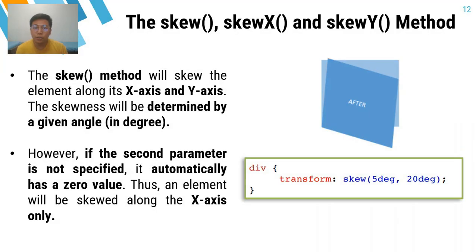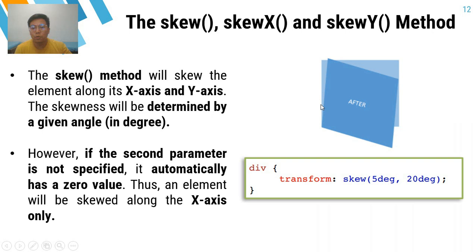Now, another method is using the skewX and skewY methods. This will skew the element along its X and Y axis. The skewness will be determined by a given degree. However, if the second parameter is not specified, it automatically has a value of 0. Thus, the element will be skewed along the x-axis only.